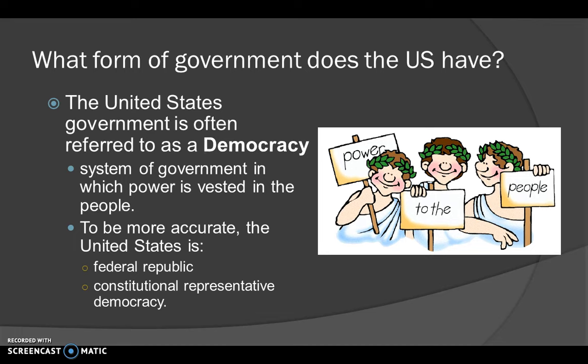To start off with, we're going to talk about what form of government the United States has. You'll hear it often referred to as a democracy, which is a system of government in which the power is vested in the people, where the people are in charge. But to be more accurate, the United States is actually a federal republic and a constitutional representative democracy. Let's unpack what that means.